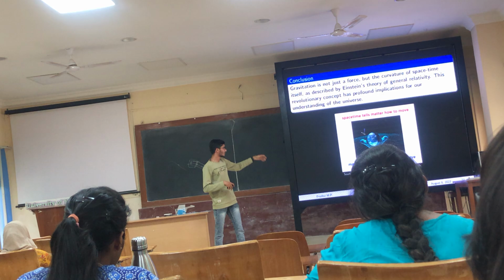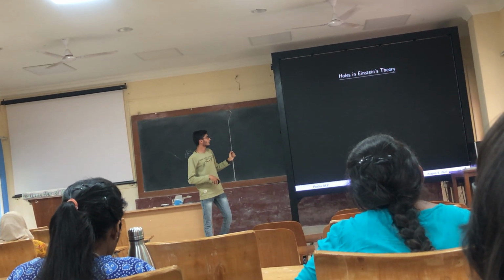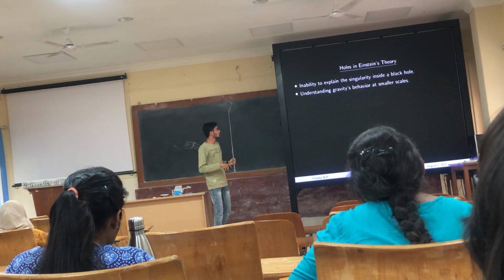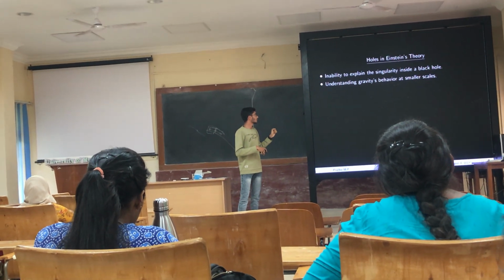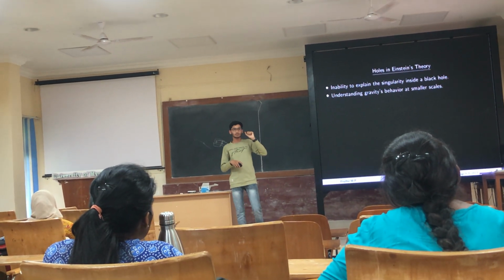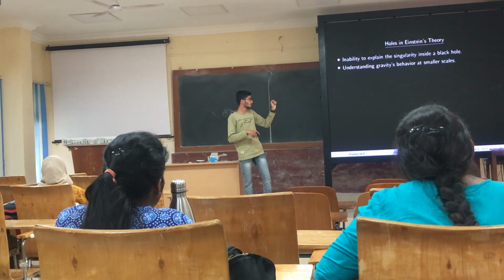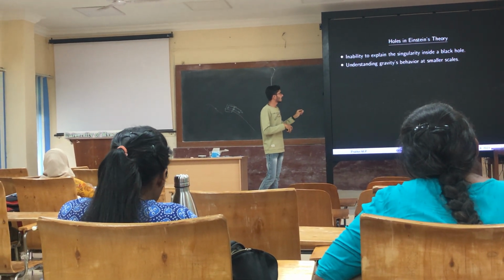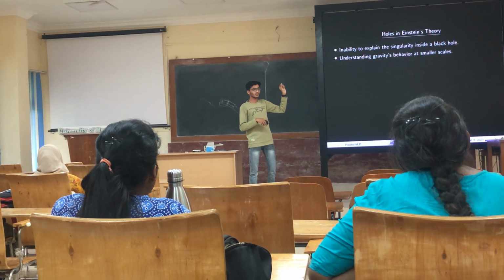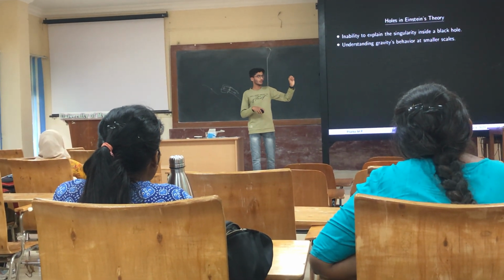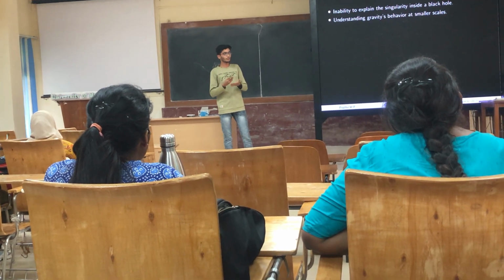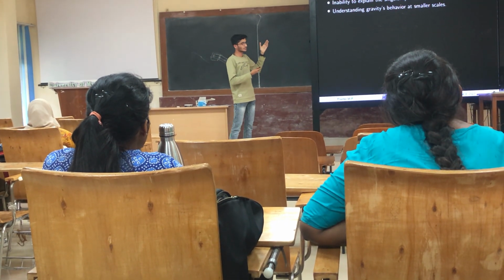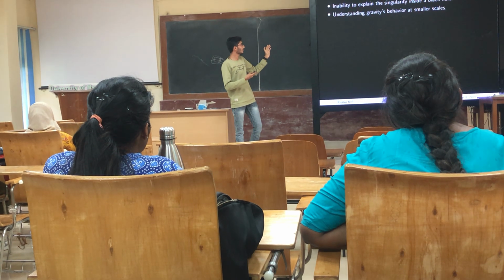So what are the holes in Einstein's theory? It is unable to explain the singularity inside the black hole. The singularity inside the black hole cannot be explained by Einstein's general theory of relativity. And at the smaller scale, that is in quantum mechanics or quantum field theory, we cannot incorporate gravity. So it is the main drawback of Einstein's theory.